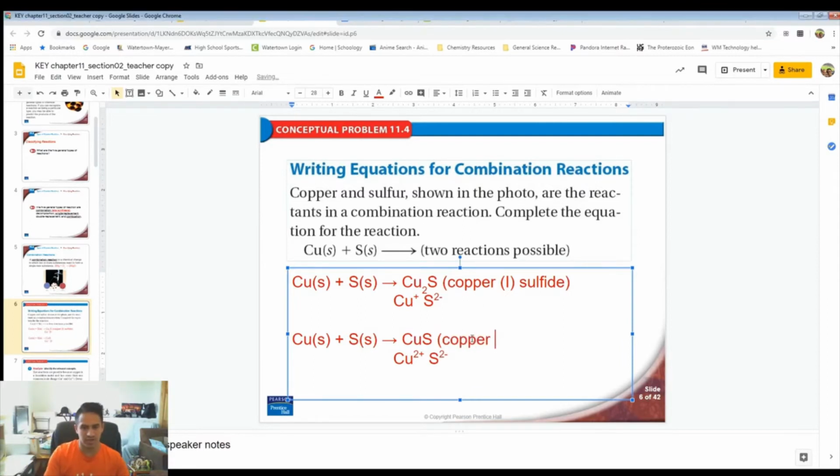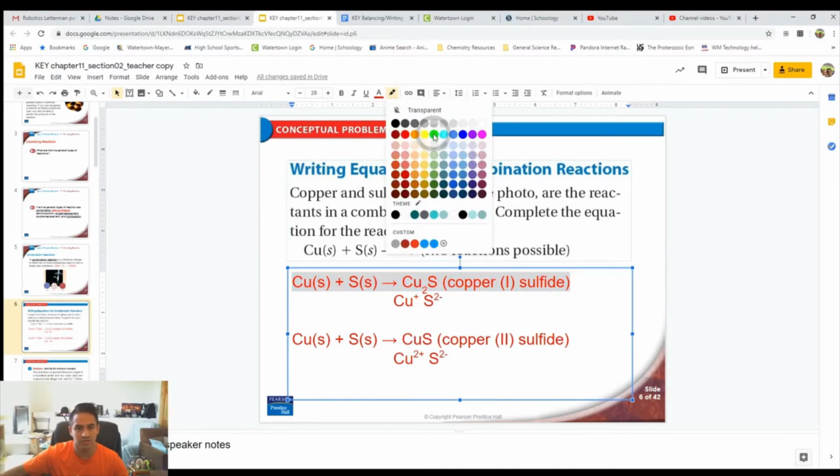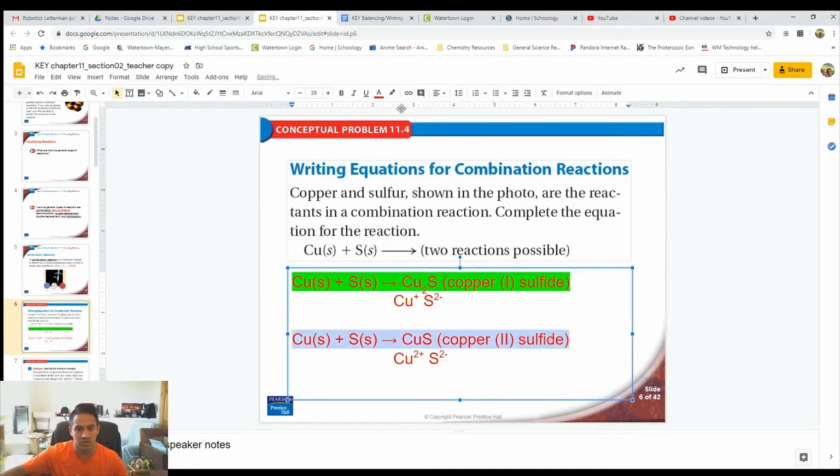Either way, the 2 reactions that we would have would be either this one, so this would be 1, or this one, that would be the other one. Those are the 2 possible reactions that can happen, either making copper(I) sulfide or copper(II) sulfide. Either way, we are combining these elements together to make one new compound.